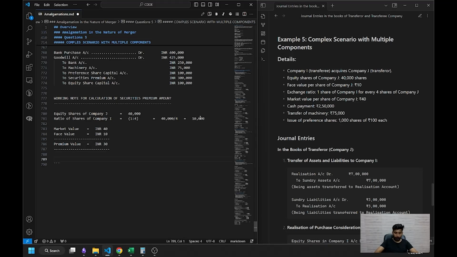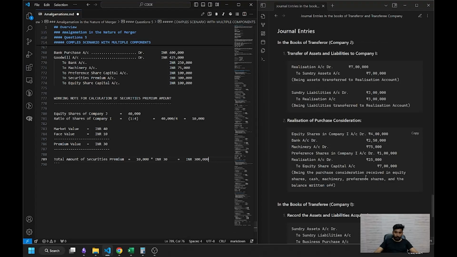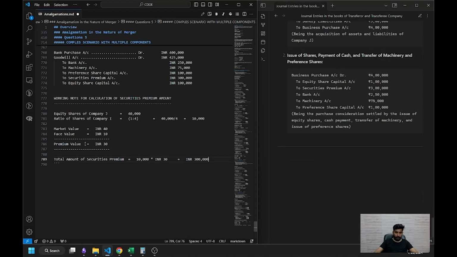Okay. Total amount of securities premium will be 10,000 multiplied by INR 30. That is rupees 3 lakhs. Okay. So this is how the amount of the securities premium is calculated.